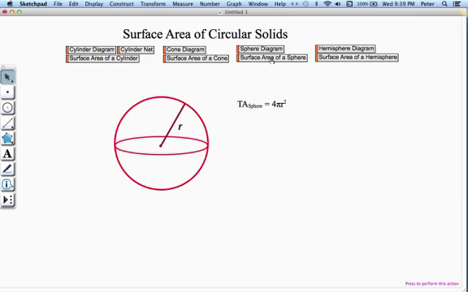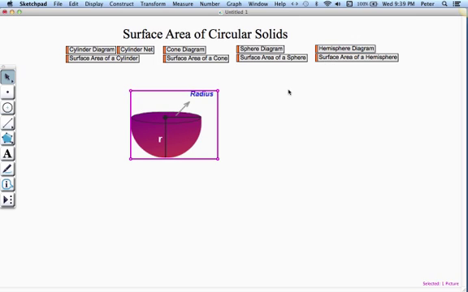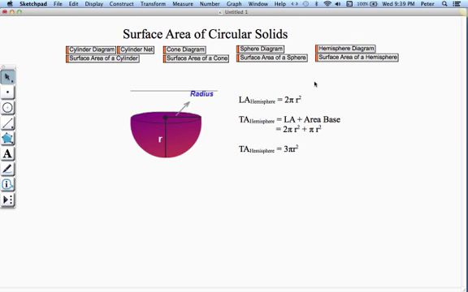All right, well then let's take a look at something closer related to a sphere, which is a hemisphere. A hemisphere is simply a sphere that's been cut in half, and when doing so, it created another plane. It created a base. So the surface area of a hemisphere is actually going to be made up of lateral area, which is 2 pi r squared.